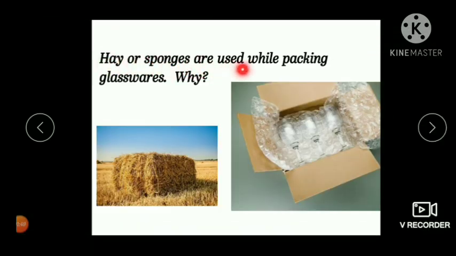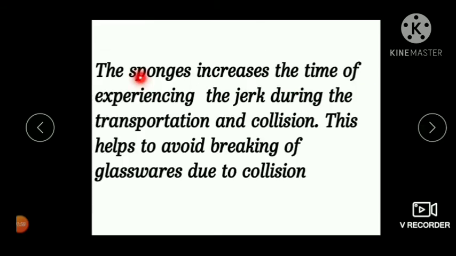Hay or sponges are used while packing glasswares. Why? It is because the sponges or hay increase the time of experiencing the jerk during transportation and collision. This helps to avoid the breaking of glass due to collision. So whenever this time increases, the force acting on the object decreases.